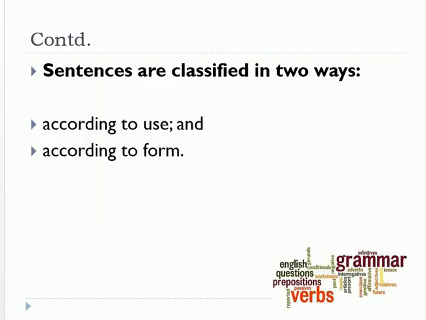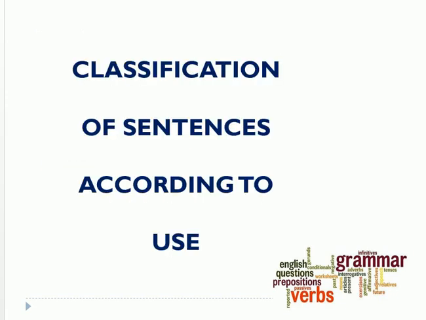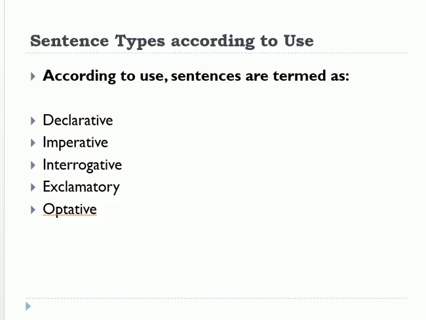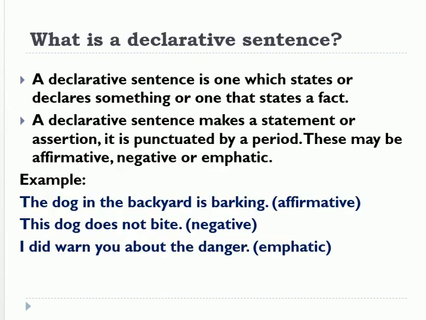Sentences are classified in two ways, according to use and according to form. Now, we will see what the sentence types according to use are. There are five types of sentences: declarative, imperative, interrogative, exclamatory and optative. We will see what these are, with some examples for them.